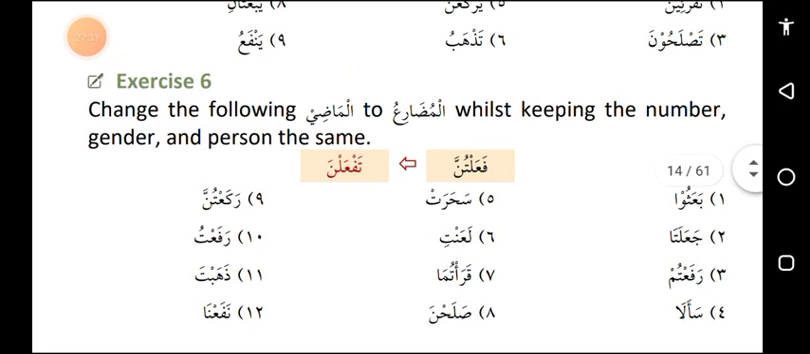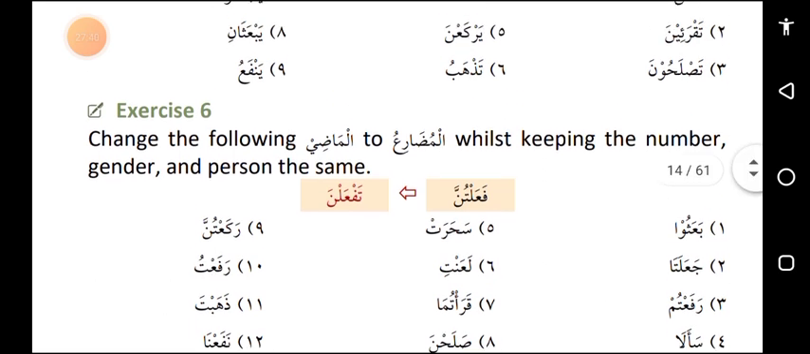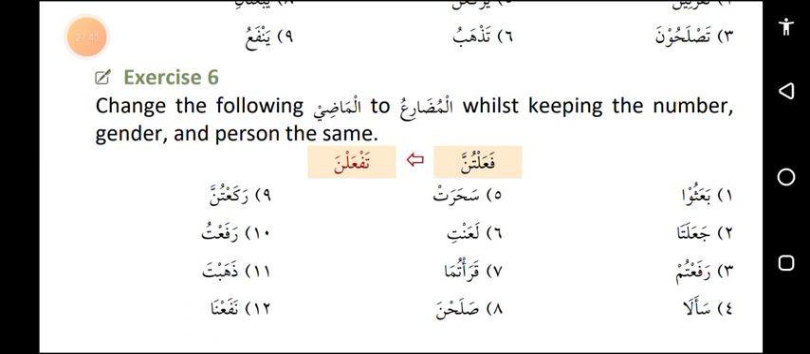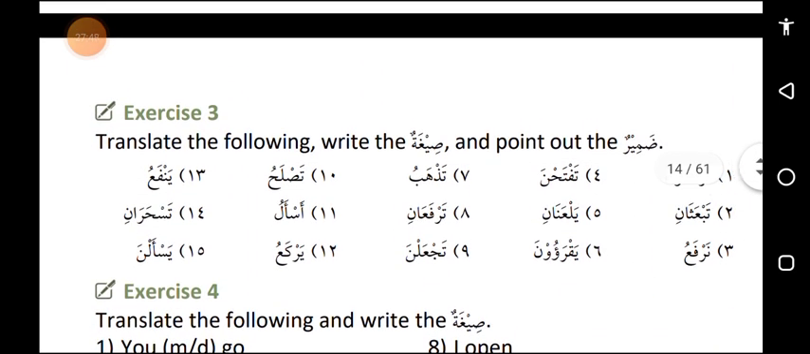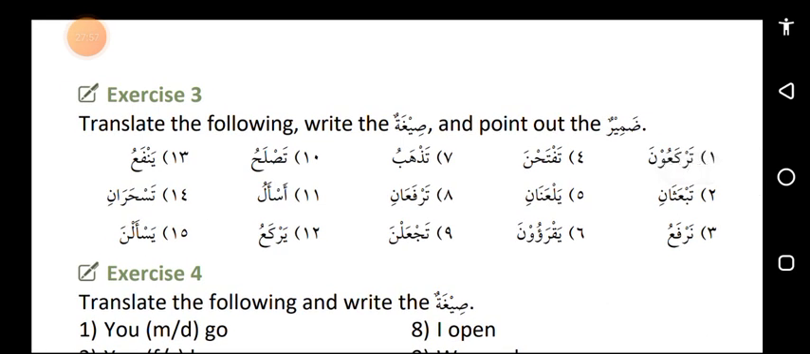Whenever you need to determine which sigha is it, just check it by the conjugation, right? So like we can say in the first exercise here, translate the following, write the sigha and point out the damir. So tarfa'una. So we know that the first word was yarfa'u. Yarfa'u yarfa'ani yarfa'una tarfa'u tarfa'ani yarfa'na tarfa'u tarfa'ani tarfa'una. So this one is sigha number 9.